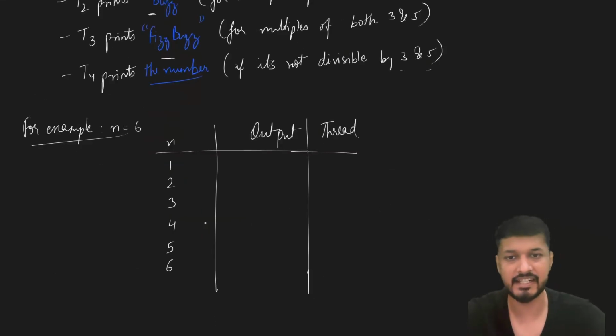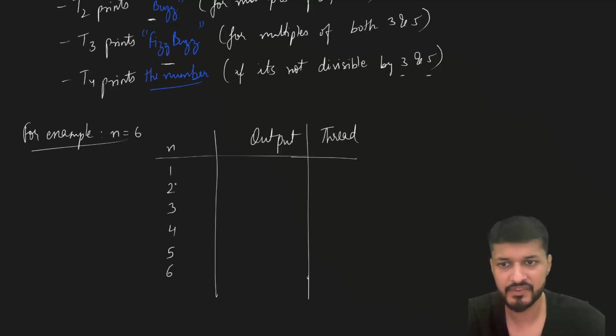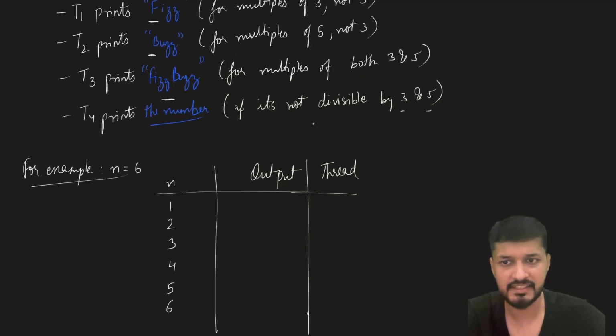Let's take an example and understand this. So for n equals 1, what will be our output? 1 is neither divisible by 3 nor 5, right? So output will be the number itself. So output will be 1 and this will be printed using thread T4, right? What about 2? When n equals 2, we'll check it is not divisible by either 3 or 5. So again, the output will be the number itself. Therefore, we'll print 2 and this will be printed using T4 again.